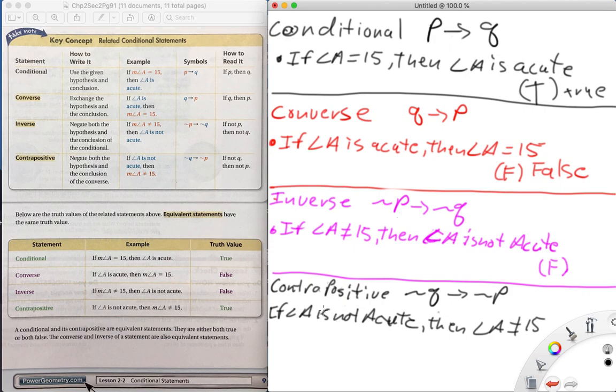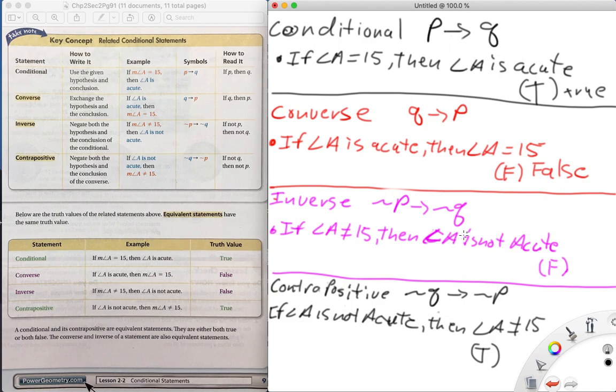So I have to remember, think of something that makes the hypothesis true, but the conclusion false for something to be proven false. And I can't think of a situation where A is not acute and A doesn't equal 15. So what's not acute? 100, 180. Well, 180 and 100 is not 15. I can't use 10 or 50 because those are acute. That would make the hypothesis false. Remember, this has to still be true, and this has to be false. So this makes it a true statement.